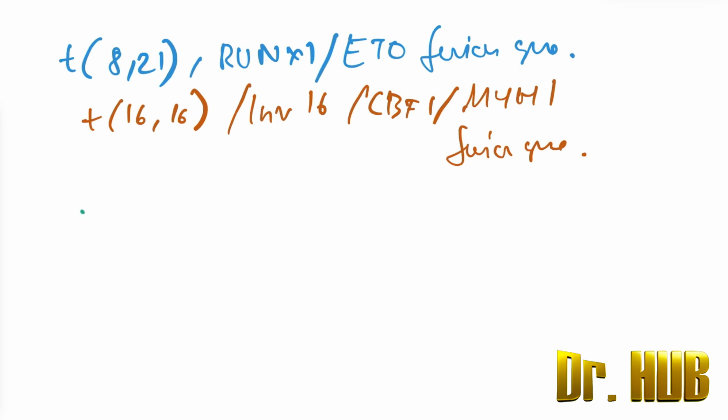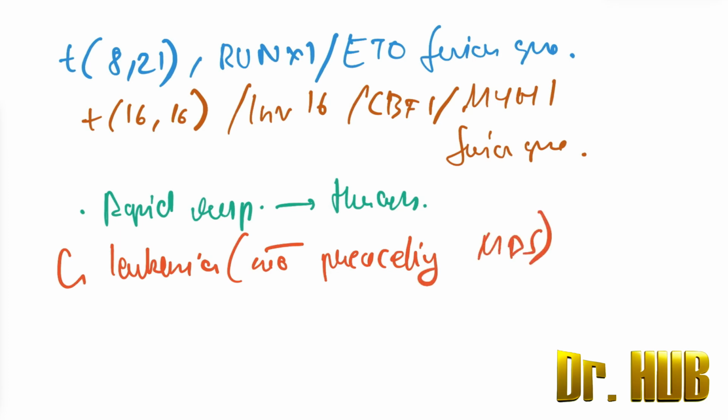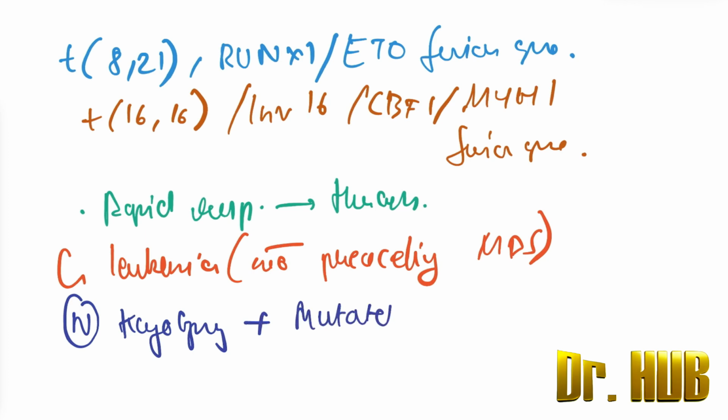Then there is also the rapid response to therapy. Then there is also involvement of leukemia without preceding MDS, leukemia without preceding MDS. Then there is the presence of normal karyotyping, and this is the mutated NPM1.